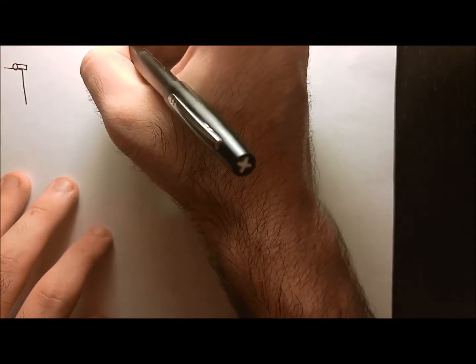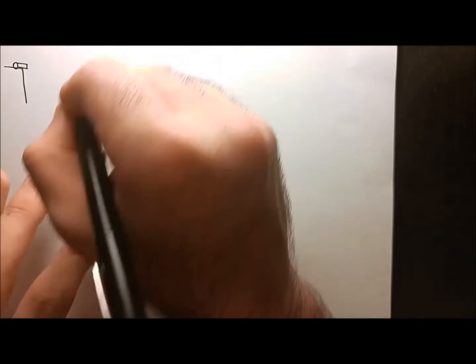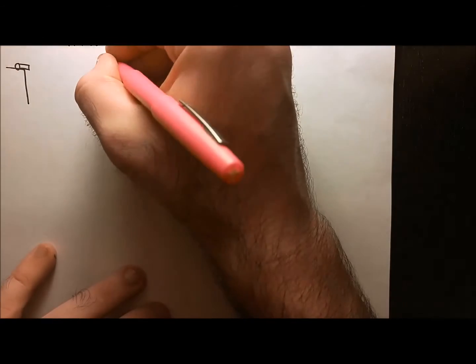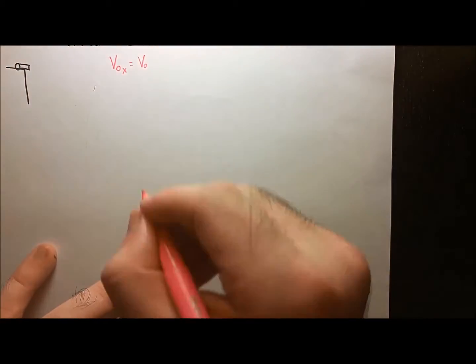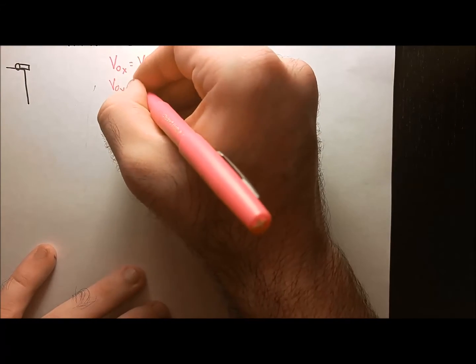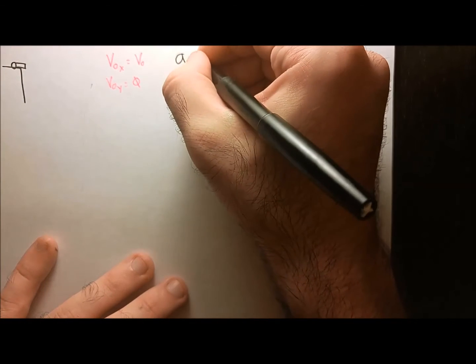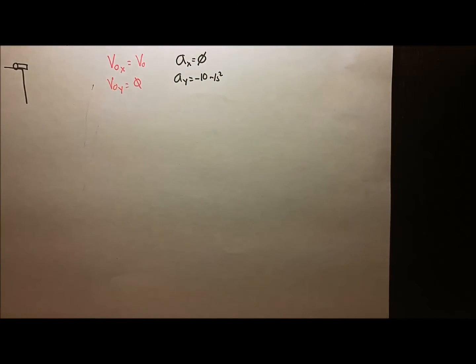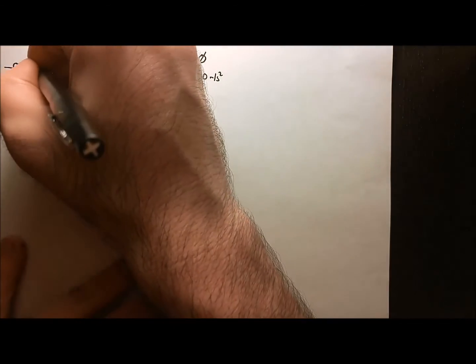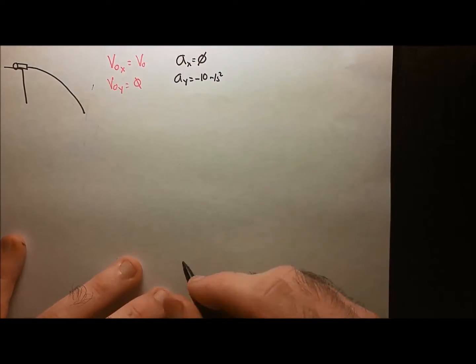So now we're going to talk about horizontal shootings and not level ground. Let's say we have something right there on the edge, and we shoot it horizontally. Horizontally means the initial velocity is all in the x, which means there's no initial y velocity. The acceleration in the x is always 0. The acceleration of y is going to be negative 10 because gravity's pulling it down. So there's our path.